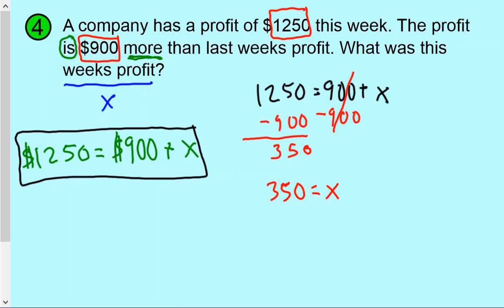And if we plug that back in, 900 plus 350 will give us 1,250. So this right here tells us that this week's profit was $900 more than last week's profit, and last week's profit was $350.